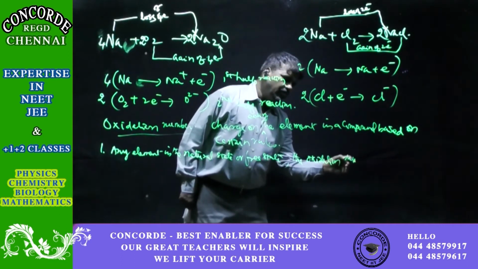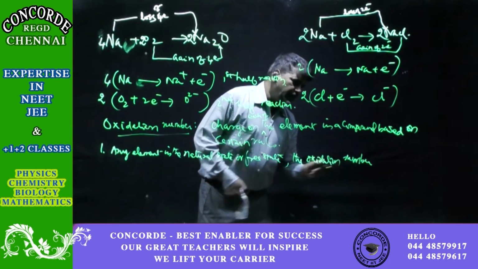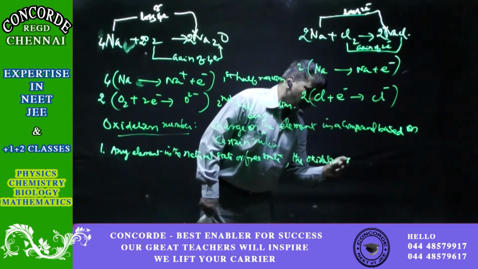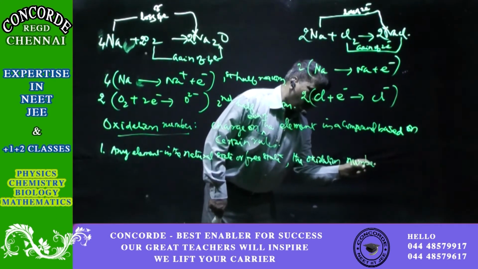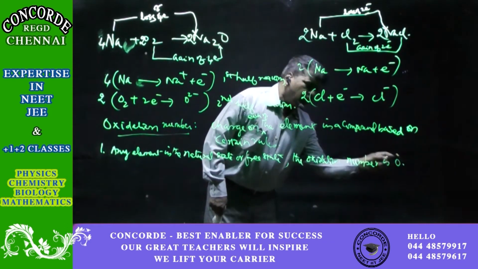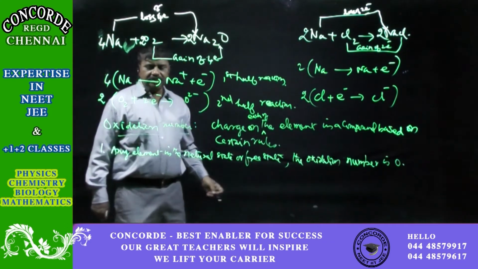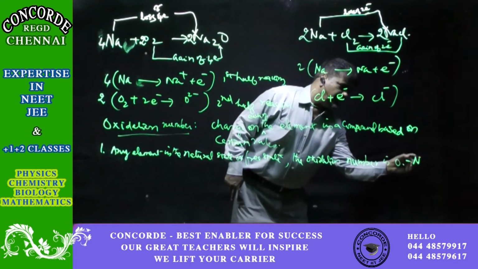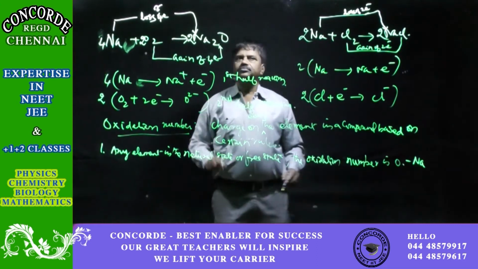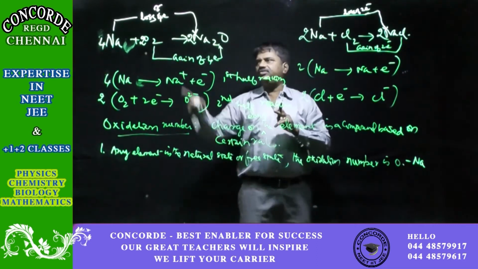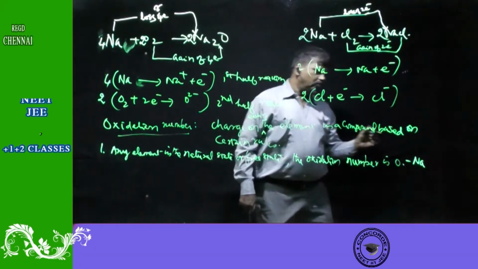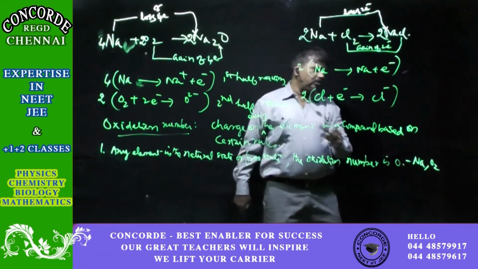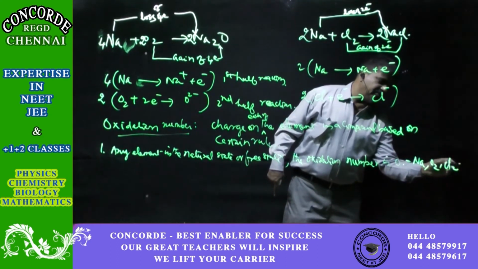The oxidation number is 0. For anything, if you take Na, the oxidation number of Na is 0. In both the cases Na is 0. Then O2 is in its natural state, so O2 is 0. Cl2 is in its natural state, so Cl2 is 0.